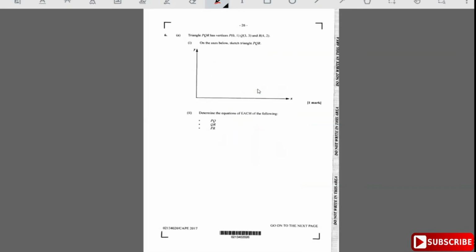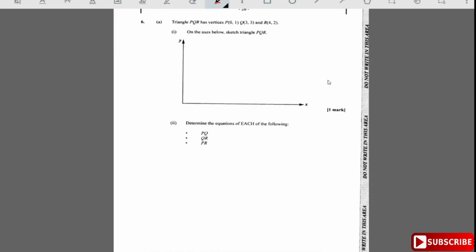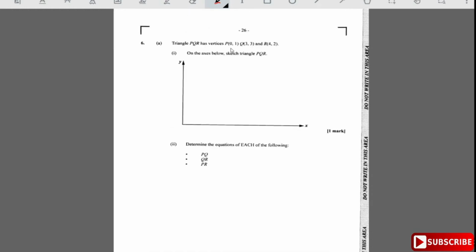Now we reach the final question on the paper. The final question says P, Q and R are vertices (0, 1), (3, 3) and (4, 2), and it says sketch triangle PQR. So (0, 1) means x is 0 and y is 1. So I can put 1 here. So this would be the point P.